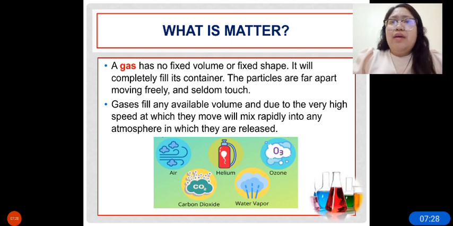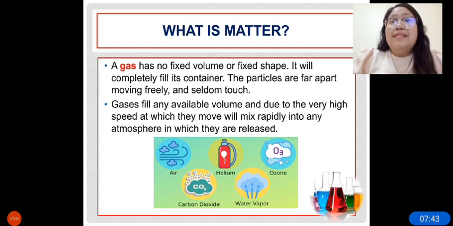Now let us think about the tiny particles that make up that air. In a gas, these particles are far apart and they can move freely. They rarely touch each other.